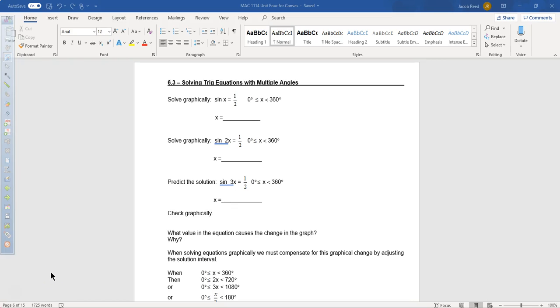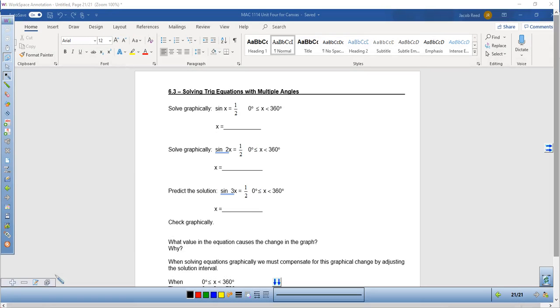Alright everyone, here we are in another video, this time 6.3, solving trig equations with multiple angles. What we're going to be focusing on now is, instead of just thinking of a single angle, we're going to be talking about, as you can see right here, double angles, triple angles, and then down below that you can't see at this point is a half angle.